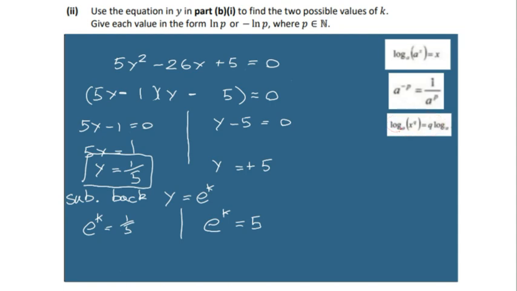So a matched base, ln of e or log to base e, is equal to ln, and that will bring down the power. This one over here. So we go ln of e to the k is equal to ln of 1 over 5. So k is equal to ln of 1 over 5. Alright, so what we're going to do now is make the 5 a 5 to the power of minus 1. So that'll be equal to ln of 5 to the power of minus 1.